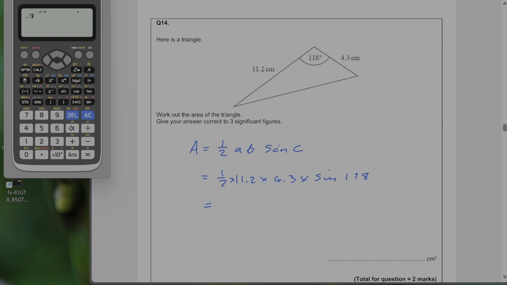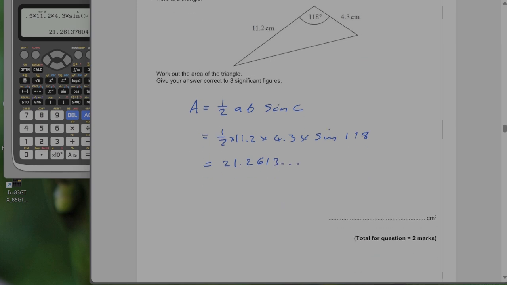So let's do that. 0.5 times by 11.2 times by 4.3 times by sine of the angle. Double check I'm in degrees. 118. So we're looking at 21.2613 dot dot dot. So no rounding. So to three significant figures, that's going to be 21.3.